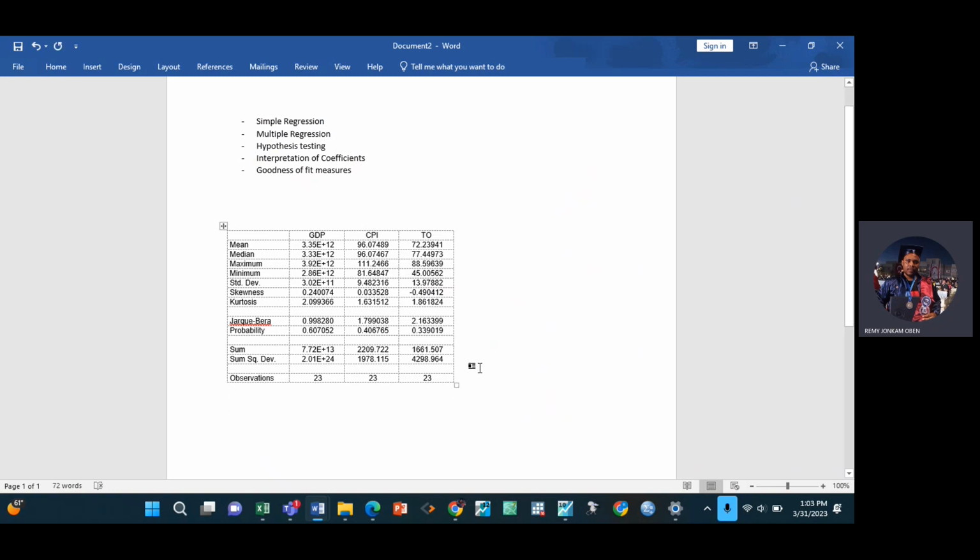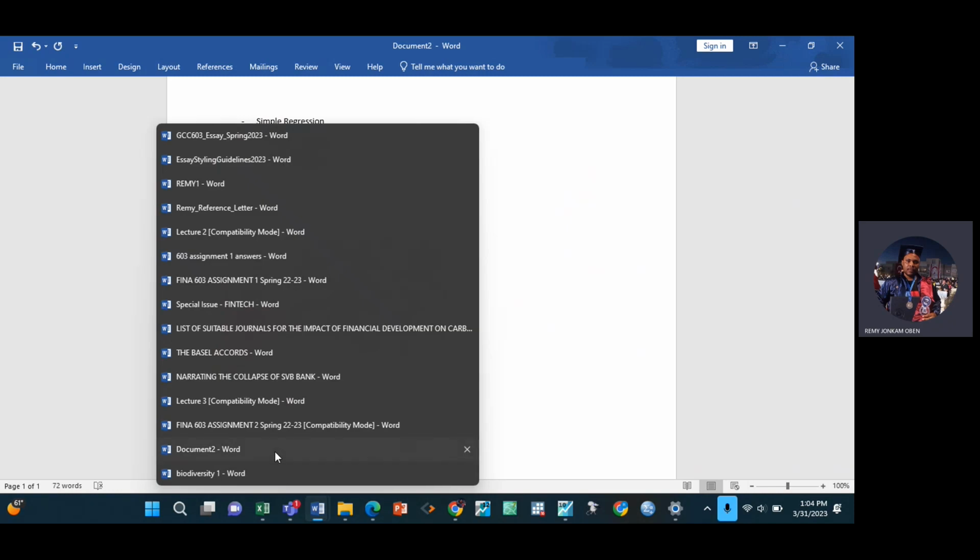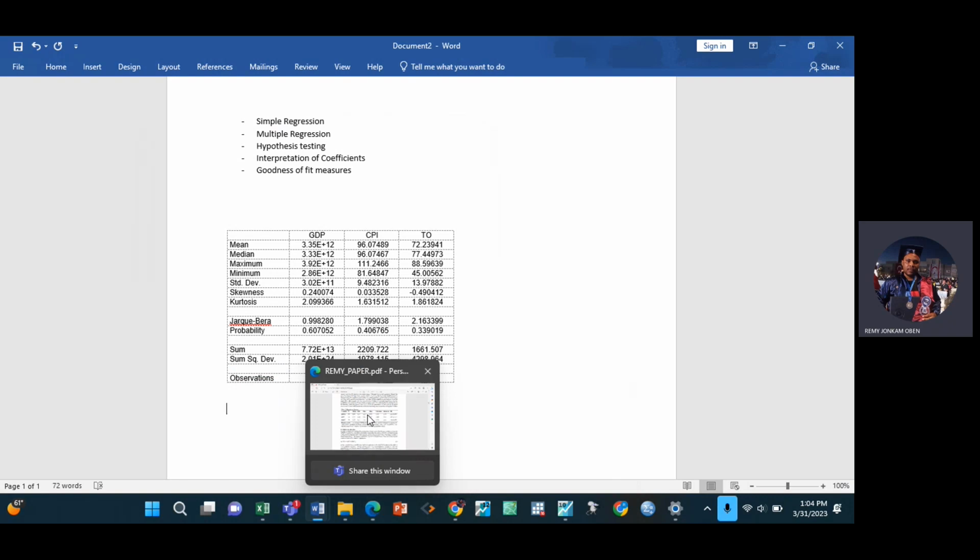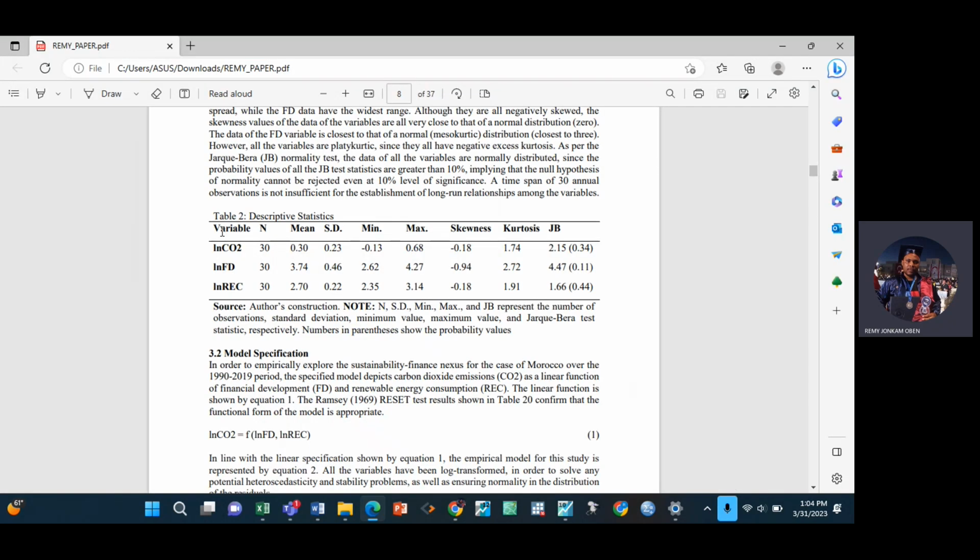So you see, this is the descriptive statistics I copied from eViews and pasted, right? You see how it shows. But if I'm trying to write a paper or my thesis, I copy, you see, I try to draw the table, try to draw my own table.